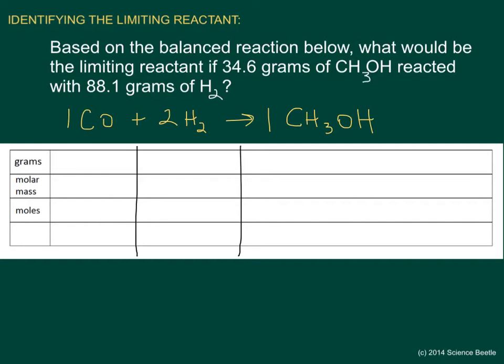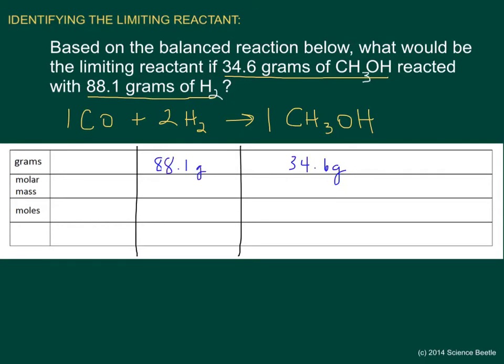If we look at this problem, we start off with grams and grams. We know that we begin with 34.6 grams of CH3OH, and we also begin with 88.1 grams of H2. So I'm going to enter this information into the table in the row for grams. I'll put 34.6 grams of CH3OH, and we're going to put 88.1 grams of H2.